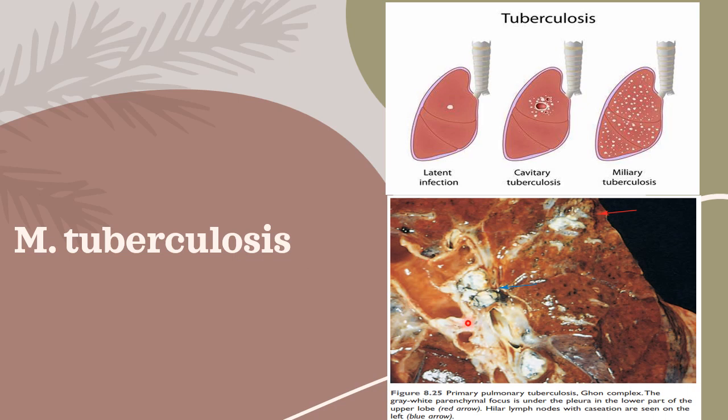This is a picture on the bottom side of your screen. This is a picture of primary tuberculosis. If you can see, it has caseating necrosis. Usually the lesion of tuberculosis looks like chalk in consistency.